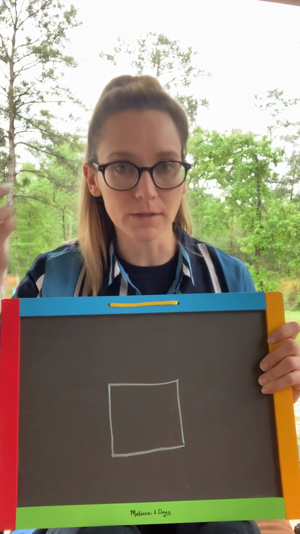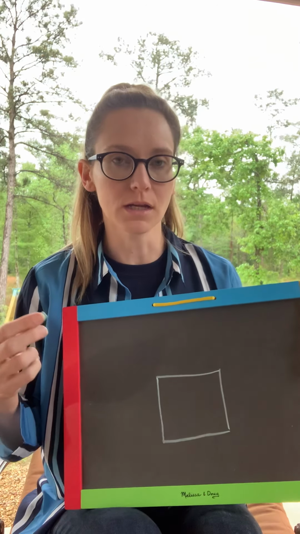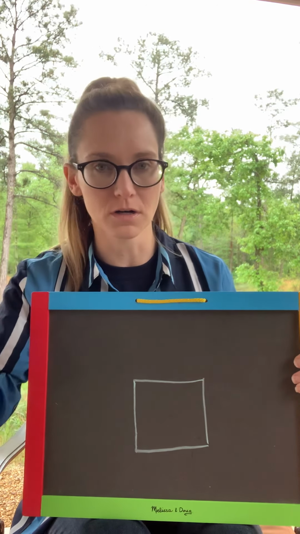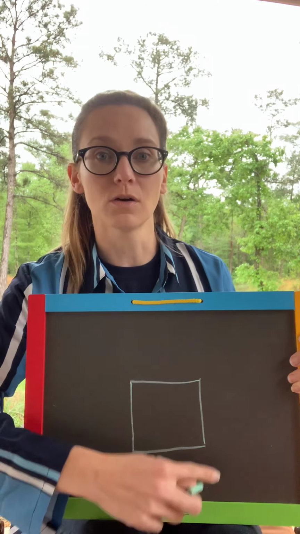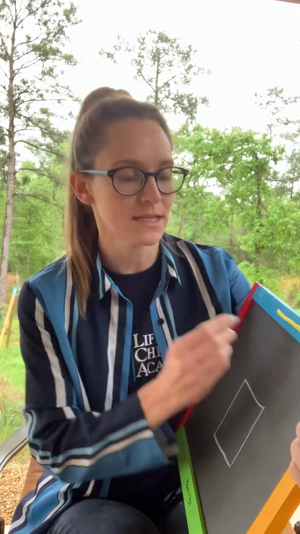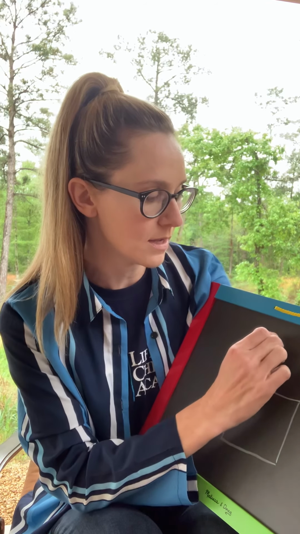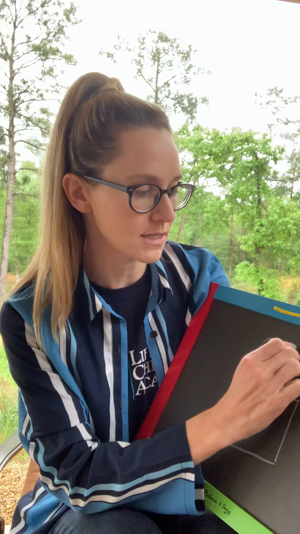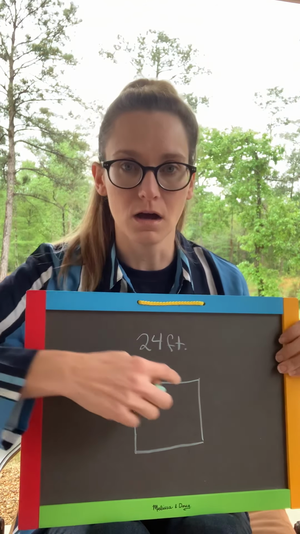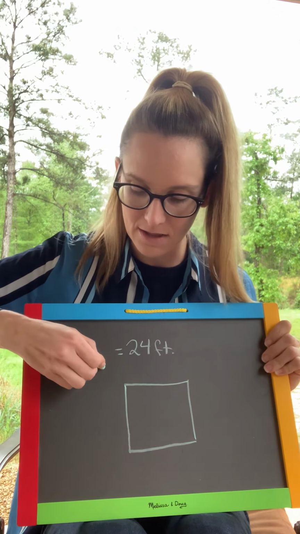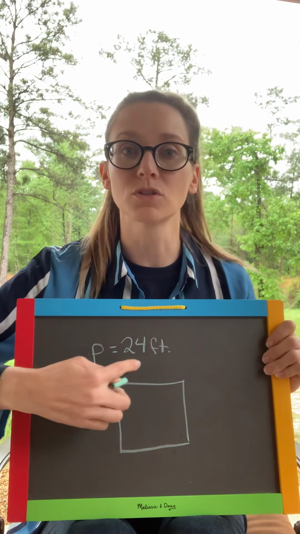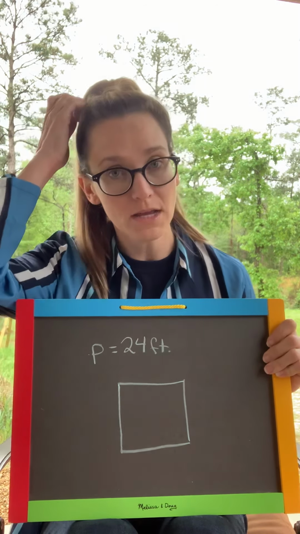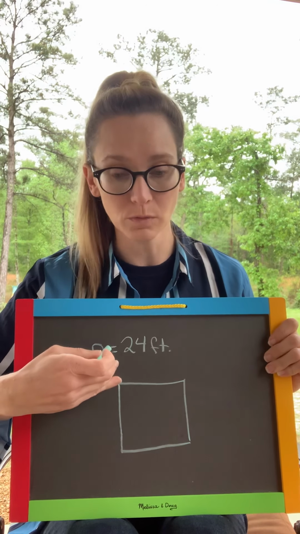So let's say that we are building a garden in our backyard, okay? We're going to go to the lumber company with our dad to get the wood to go around the garden to enclose it. And we know our dad has written down that we need 24 feet to enclose it, right? So that means that P, perimeter, equals 24. All the way around, it's 24 feet, right? So we know that it's 24 feet total.